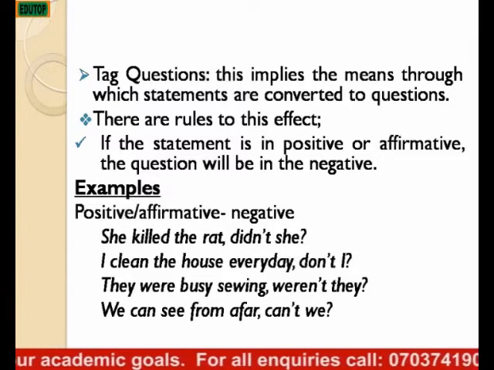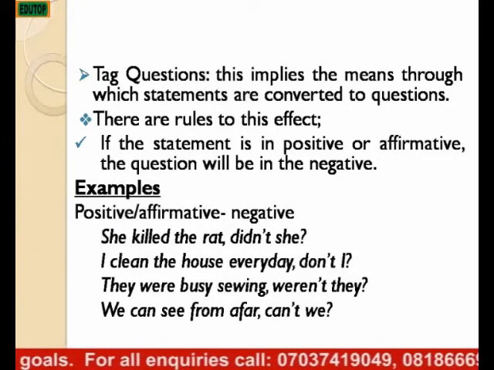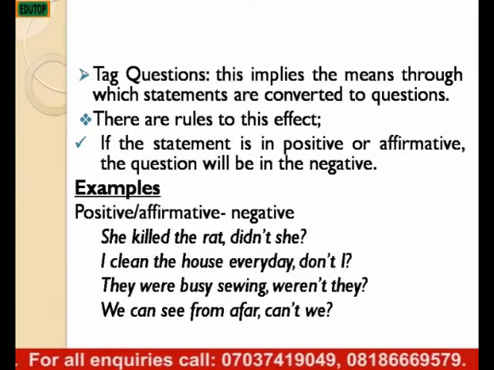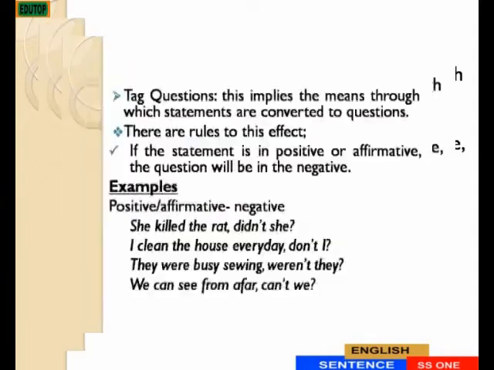Examples. The first examples are examples of statements in the positive and their tag questions in the negative. She killed the rat, didn't she? I clean the house every day, don't I? They were busy sewing, weren't they? We can see from afar, can't we? So we have positive statements and negative question tags.